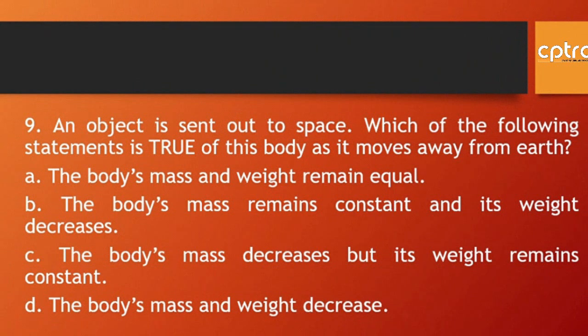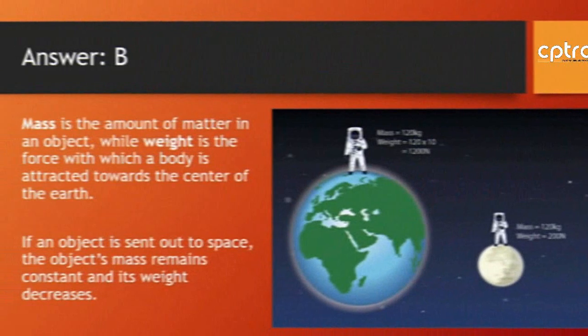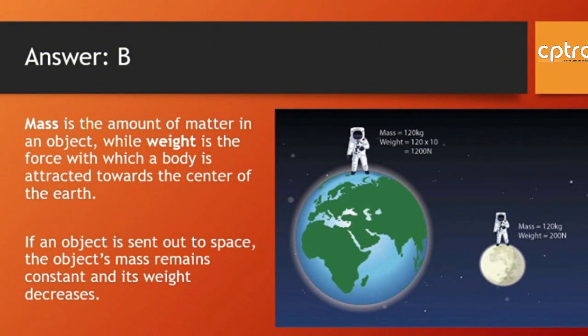Number 9. An object is sent out of space. Which of the following statements is true of this body as it moves away from Earth? The answer is letter B. Mass is defined as the amount of matter in an object, while weight is the force with which a body is attracted towards the center of the Earth. If an object is sent out of space, the object's mass remains constant and its weight decreases.